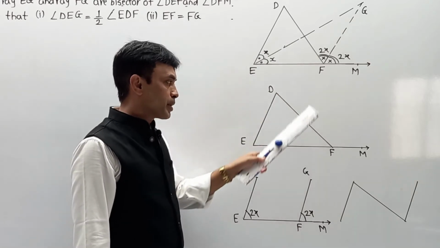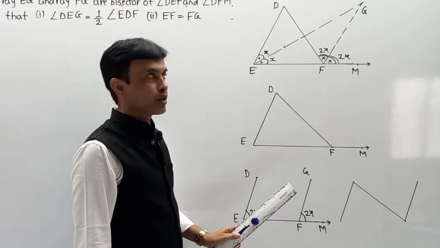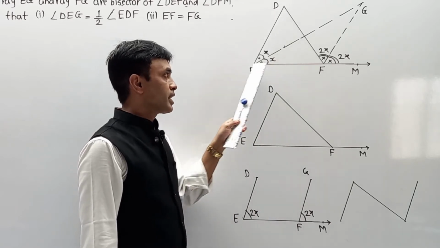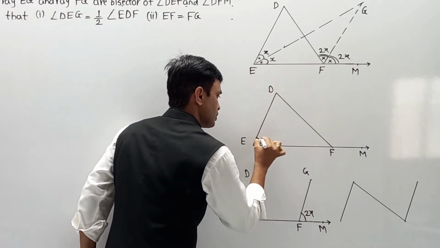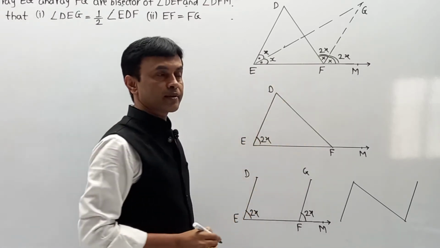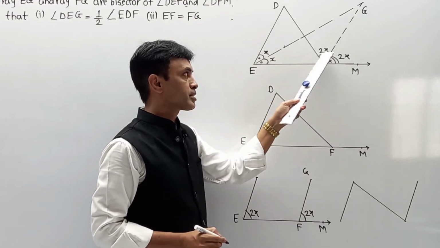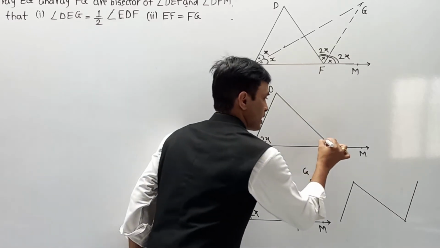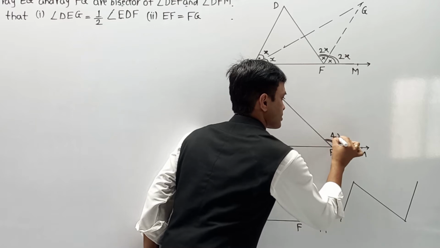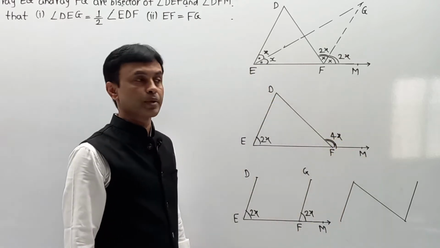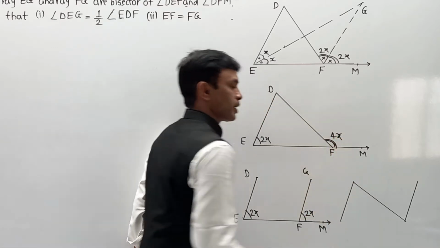Now, making a combination from the reference part: first evaluation, DEF is 2x. And if you are talking about GFM, that is 2x plus 2x, so this entire angle becomes 4x. You should be able to understand that part, and this is the main logic of this part.